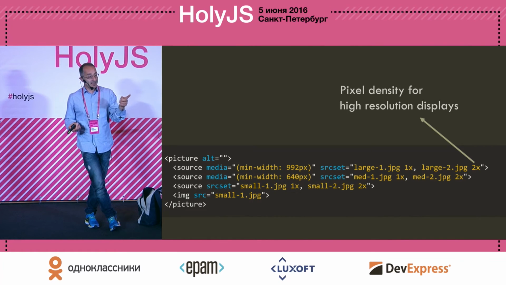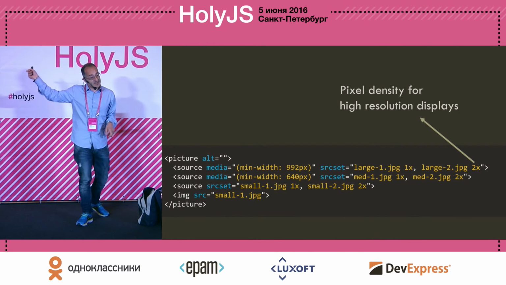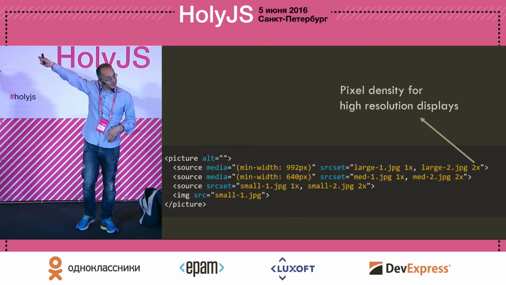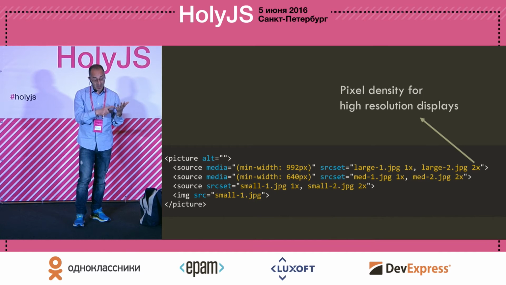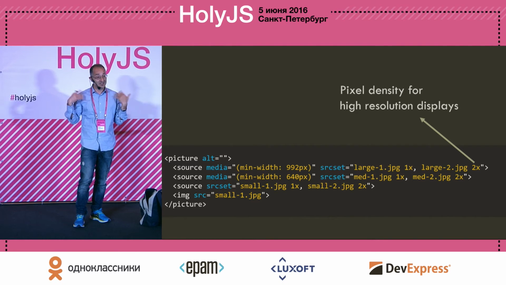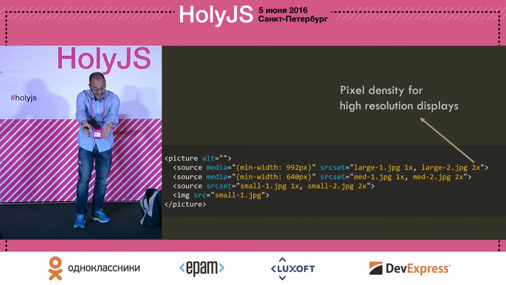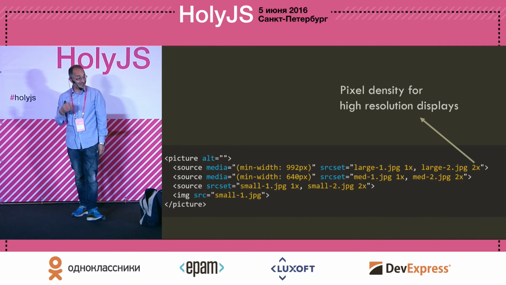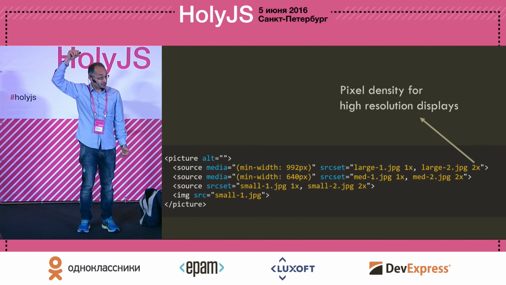But now, look, it means that on the server side, in the images folder of our web application, we need to have a large-1, large-2, MED-1, MED-2, small-1, small-2, at least 6 different copies of the same logical image. So we multiply by 6, in this case, the complexity of managing images on the server side.